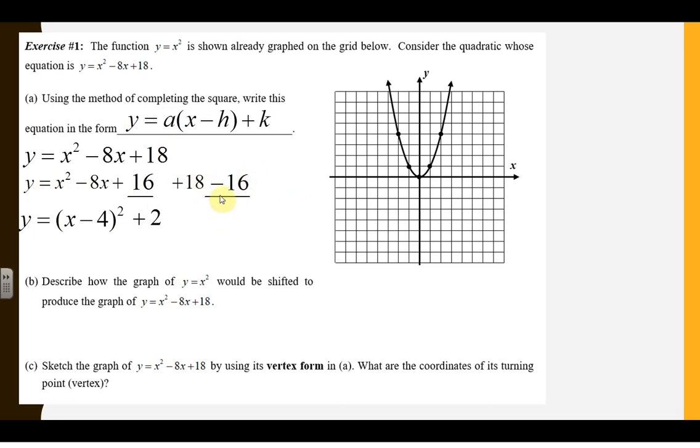Again, you can move your constant term over like we have been doing. It's just that if you look at the vertex form, we're trying to get that k value because that's the y value of your vertex point. So anyway, whatever way works.